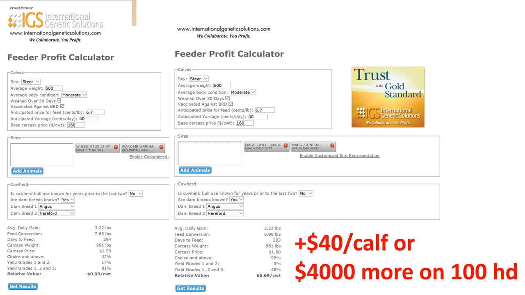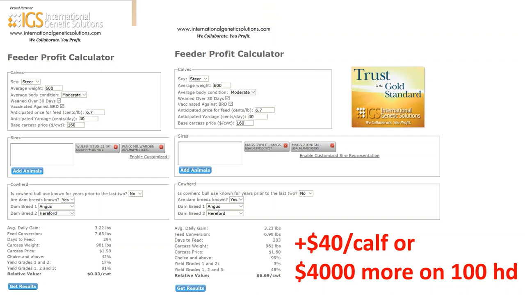And to make it a fair comparison, apples to apples, for those buying those pens of calves, we're going to make some assumptions that are pretty general. Even though they're general, for the most part, using them will give us a fairly accurate prediction of outcome.